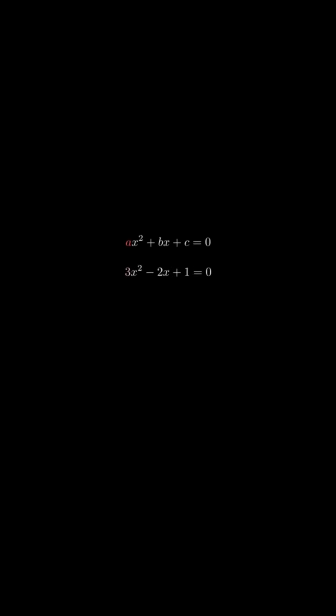Looking at our equation, we can see that the coefficient of x squared is 3, so in this case a equals 3. The positive value tells us that the parabola opens upward. Now that we've identified a, let's move on to finding the value of b in our equation.